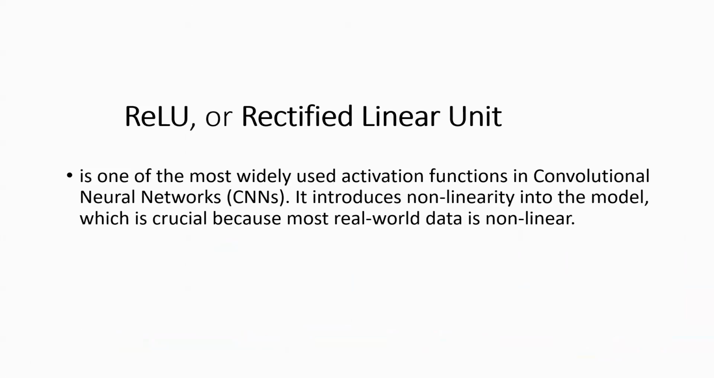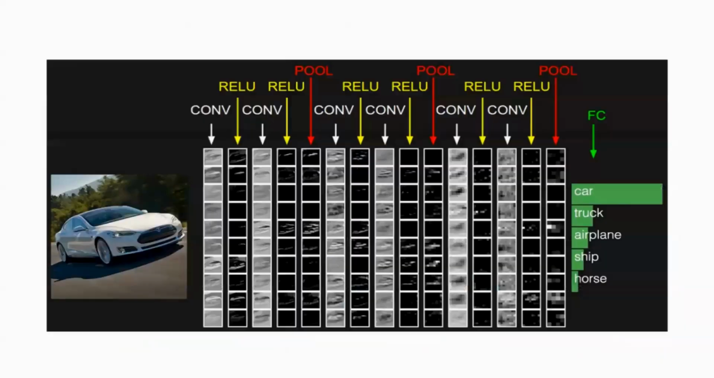Now, what is ReLU? ReLU, or rectified linear unit, is one of the most widely used activation functions, used on the feature map in a convolutional neural network, CNN. It introduces non-linearity into a model, which is crucial because most real-world data is non-linear. Yes, most of the data is non-linear.